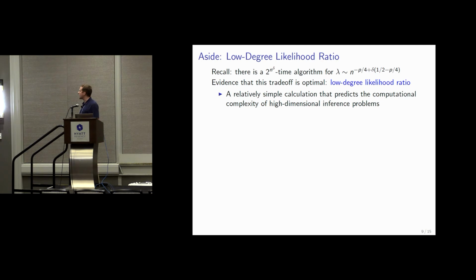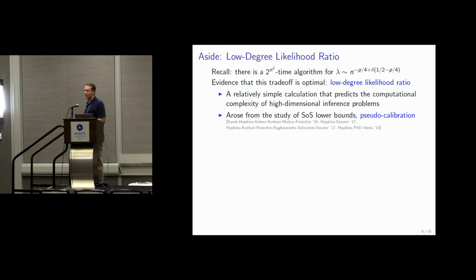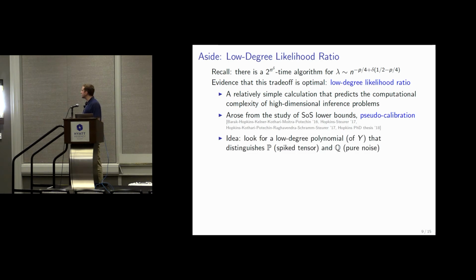So it's a fairly simple calculation that seems to predict how easy or hard problems are. It came originally from sum of squares, in particular from Hopkins and Steurer, and was motivated by the so-called pseudo-calibration approach. But it's much simpler than sum of squares to carry out this kind of calculation. And the idea is extremely simple. You just ask whether there's a low-degree polynomial that can solve your problem. And by solve your problem here, I mean the hypothesis testing question of, I give you a tensor. Either it's the spiked tensor with the planted signal, or it's just a pure noise tensor. And you would like to find a polynomial that can tell the two apart.